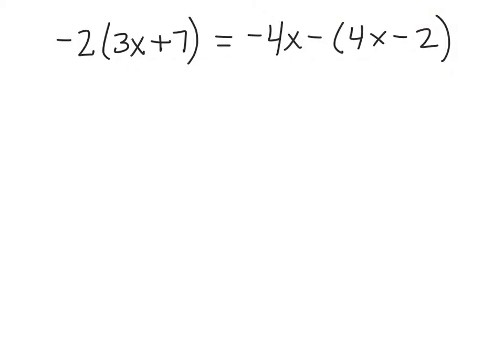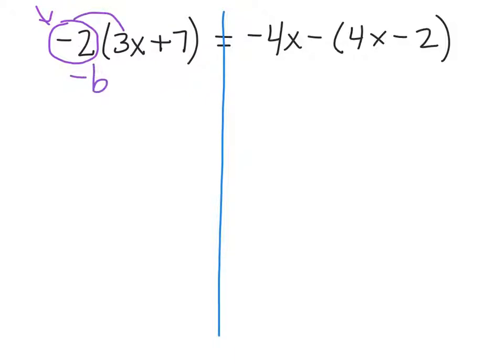All right, one more example. So again, the first thing we're going to do is draw the wall. And if we can, we need to distribute. So on the left-hand side, we have parentheses, so we do need to distribute. I'm going to circle the number on the outside. Negative 2 times 3x is negative 6x, and negative 2 times 7 is negative 14.